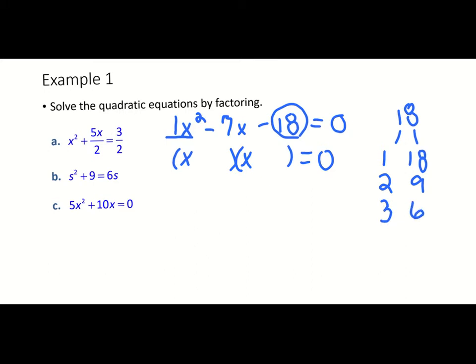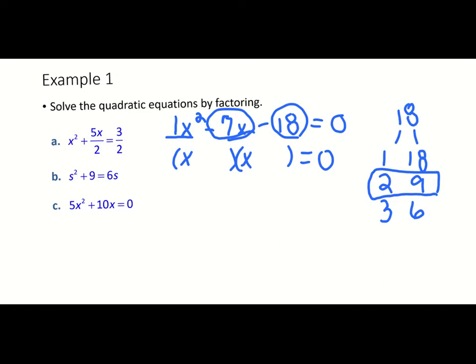Now I need to look at those combinations of numbers and see, to get a negative, I know one's going to be positive, one's going to be negative. And I need a negative 7 here. So can I make any of these pairs of numbers equal a 7? Hopefully you're like, oh, well, 2 and 9. If you do 9 minus 2, you get 7. And that is correct.